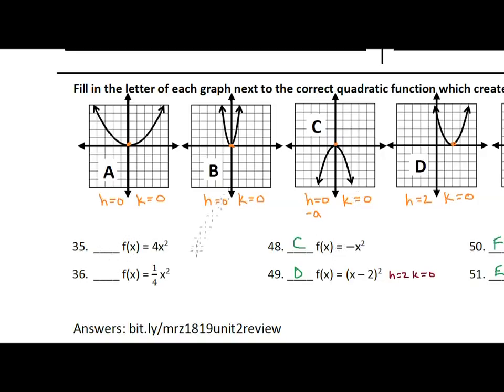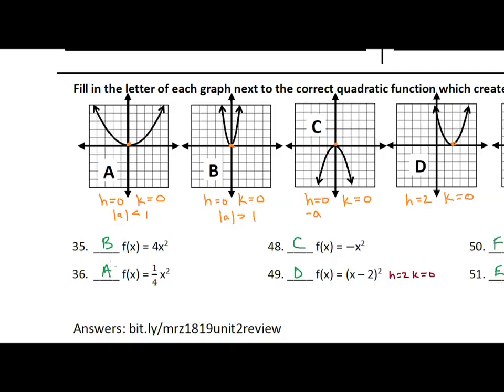So let's take a look at this. Graph A is a compressed graph. Graph B is a stretched graph. So in this case, the absolute value of A is going to be less than 1, and for this one, the absolute value of A is going to be greater than 1. So look at which one is greater than 1. On 35, the absolute value of A is 4. That's greater than 1. That must be graph B. And on 36, the absolute value of A is less than 1. 1/4 is less than 1. That must be graph A.